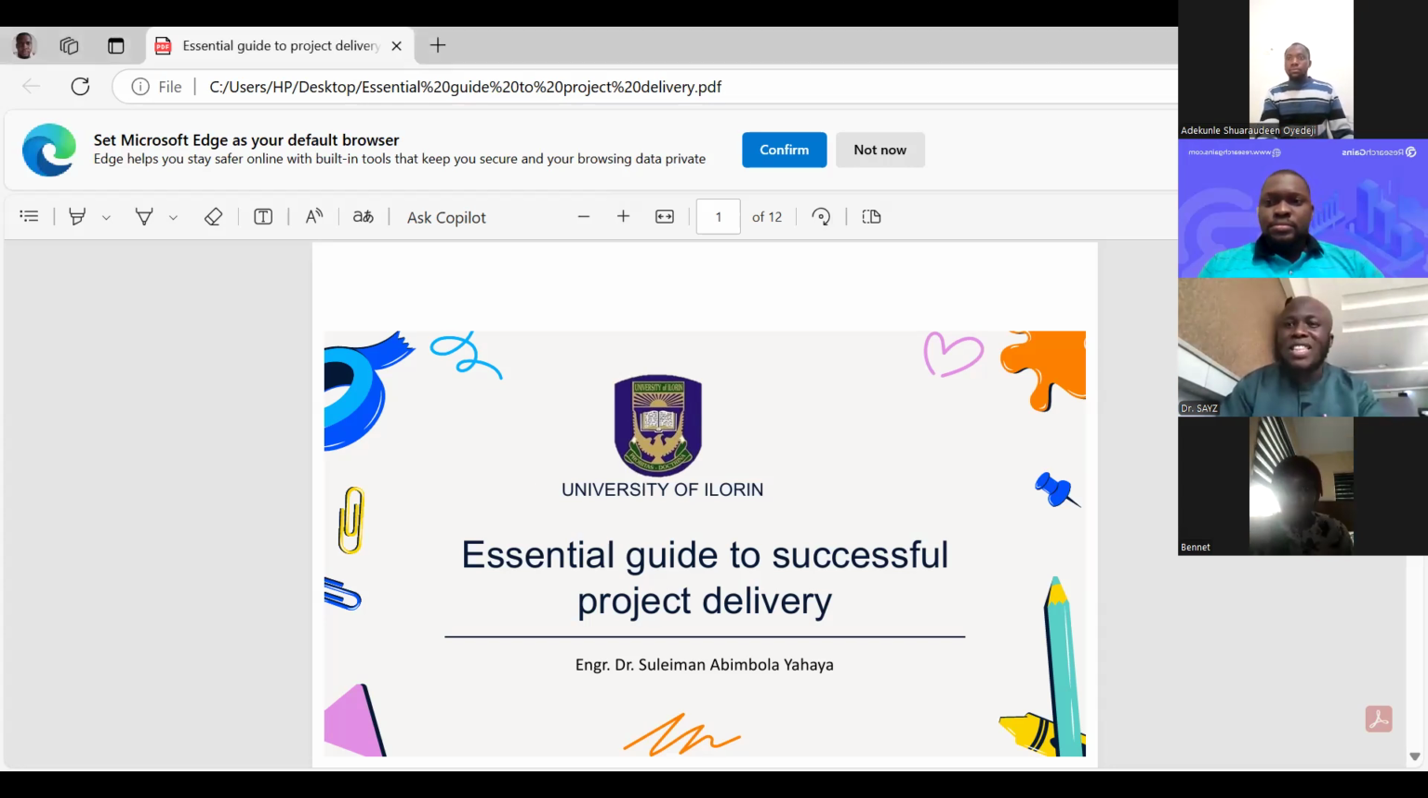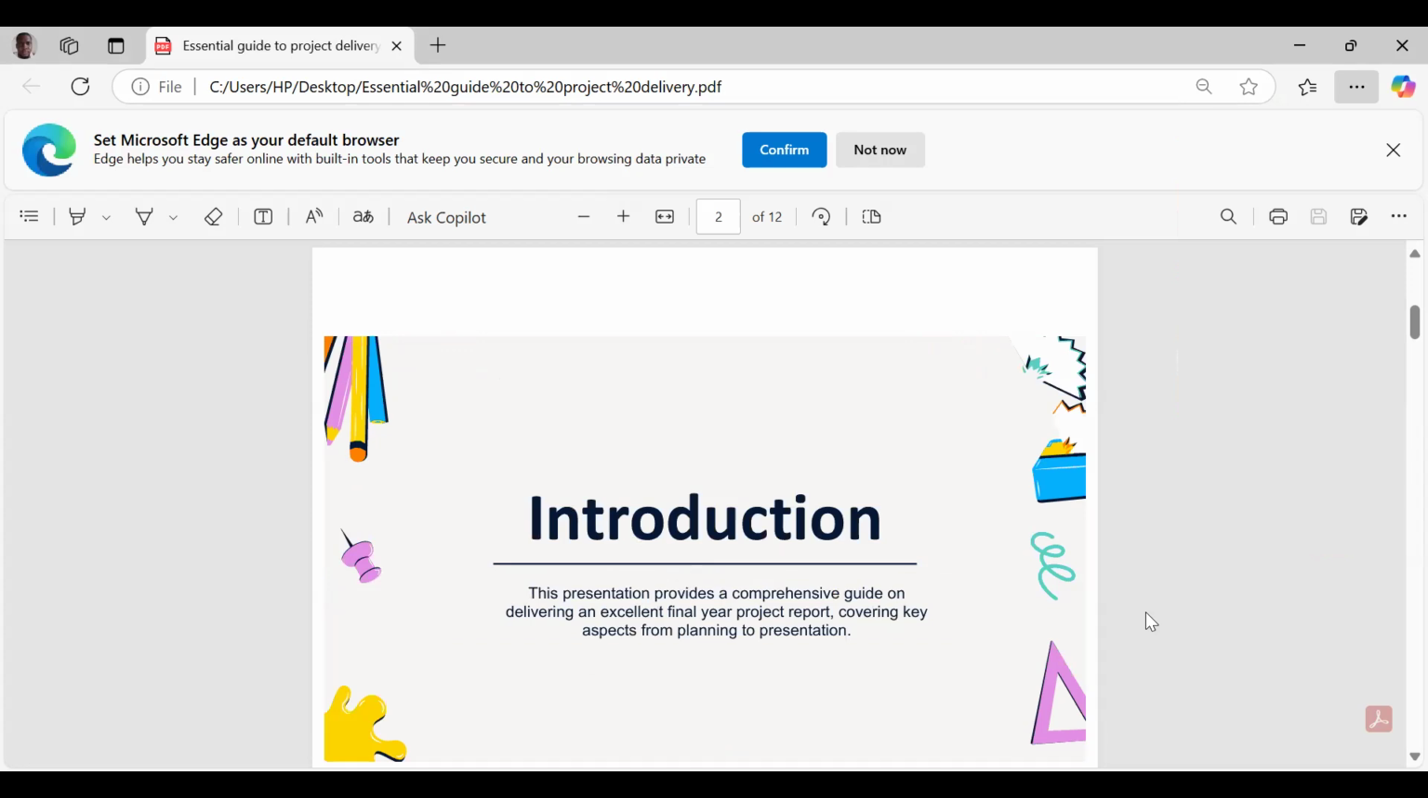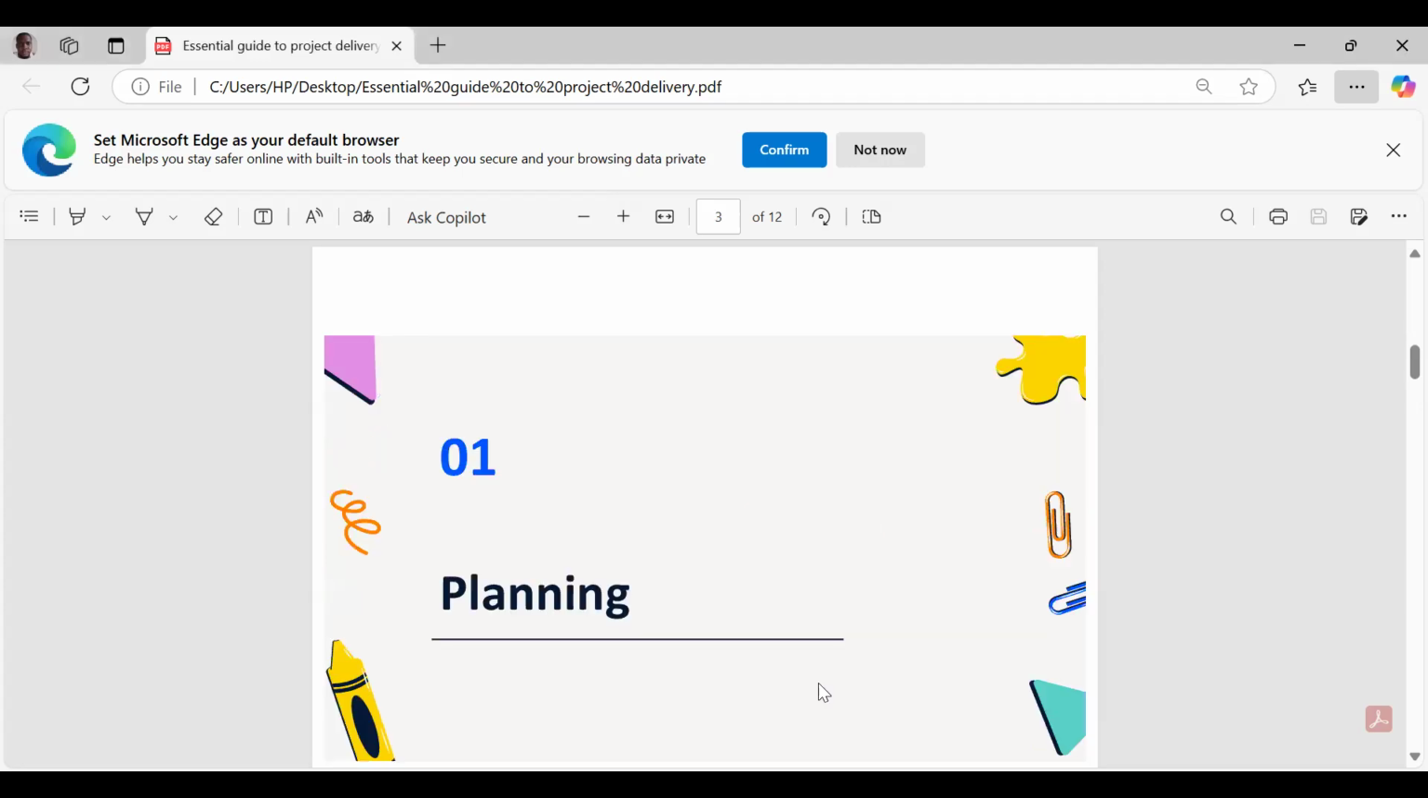Then for the remaining 30 minutes, we can talk about the various pain points and see how everything will link together. So the presentation provides a comprehensive guide on delivering an excellent final year project report, covering key aspects from planning to presentation. So next, we look at, of course, planning.